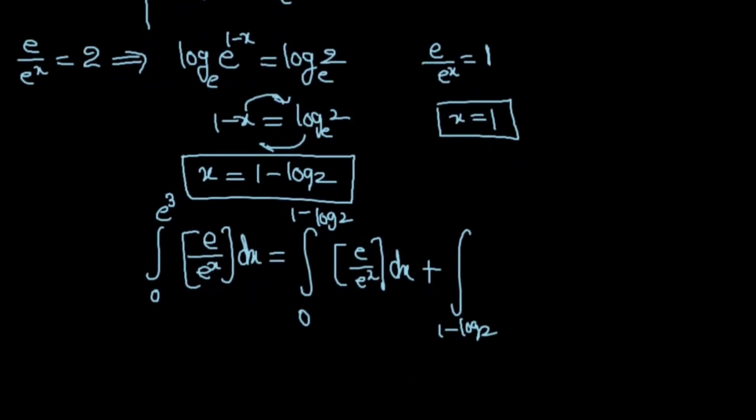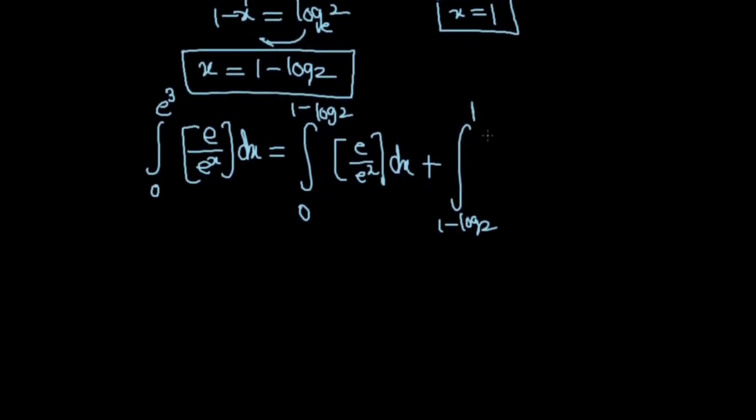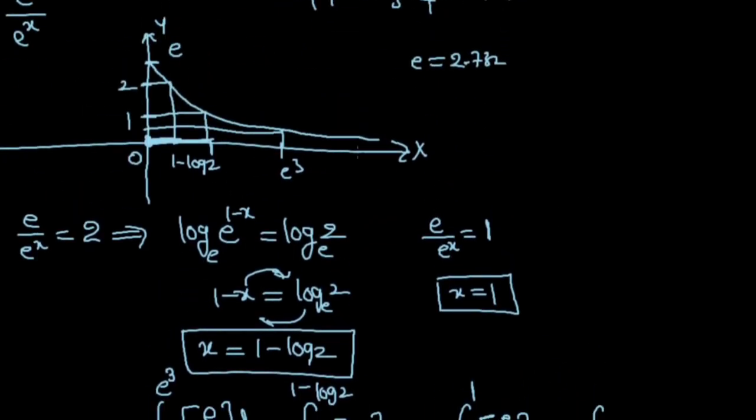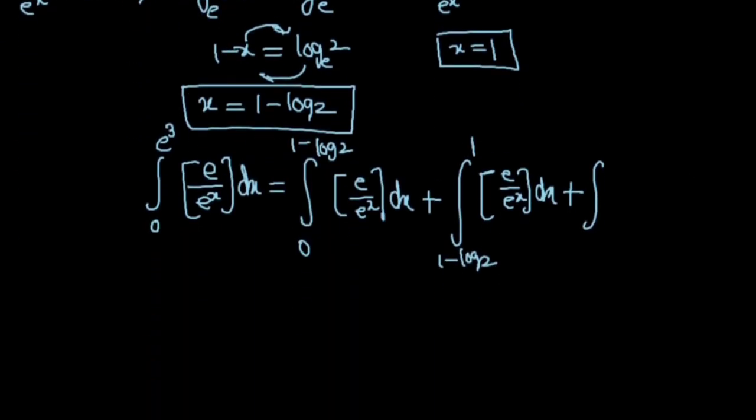I'm considering the 1 minus log 2 to 1 limit. Greater integer function of e by e to the power of x dx, plus the integration 1 to e to the power of 3 of the step of e by e to the power of x dx.